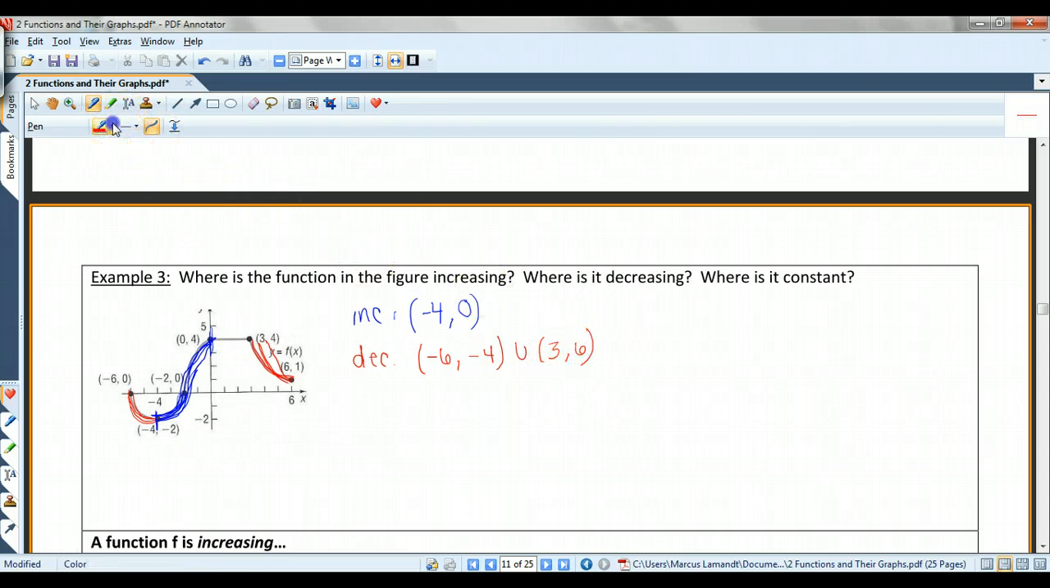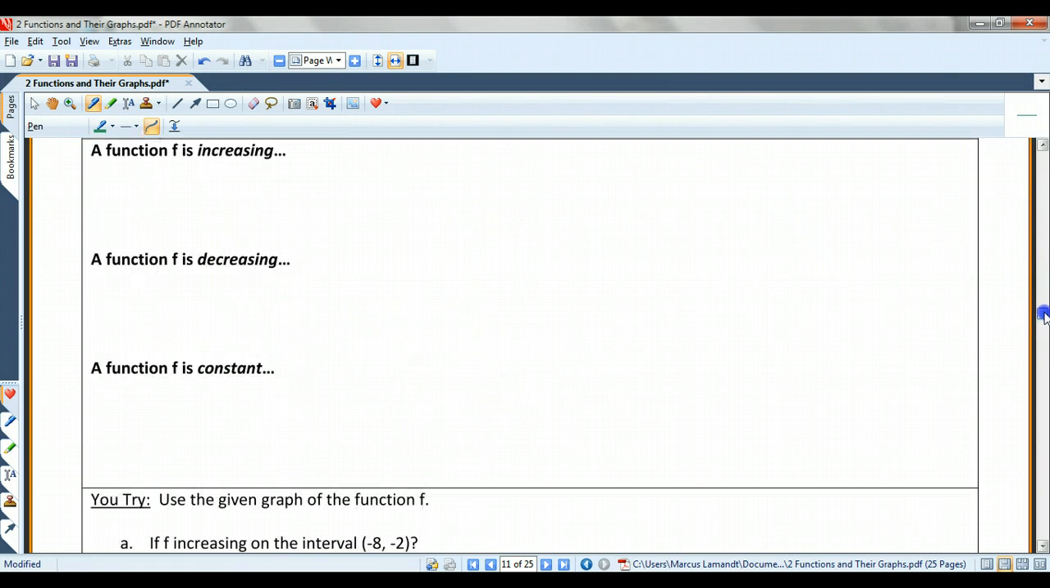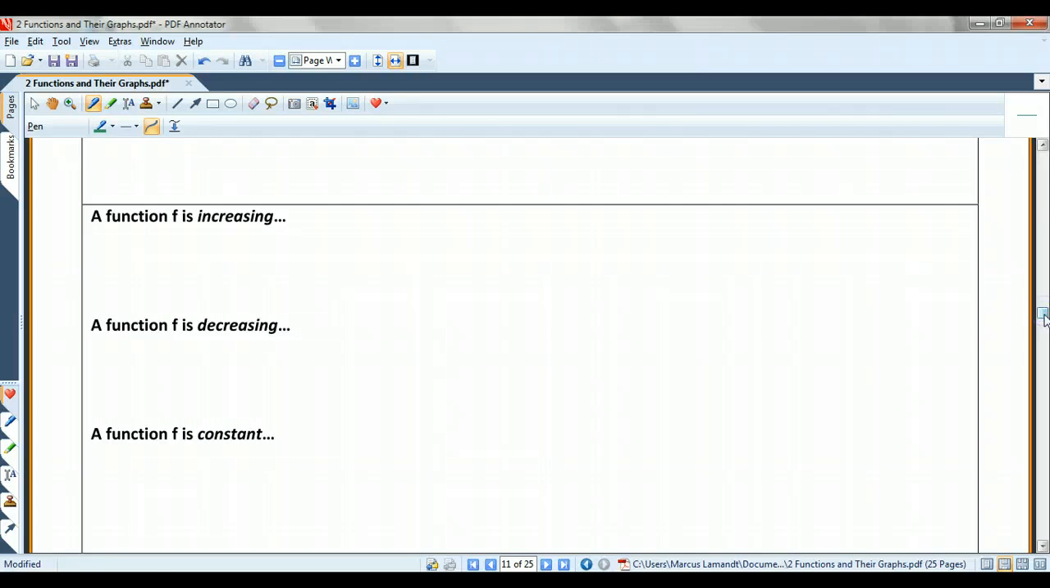Okay. And it's constant from here to here. See, from 0 to 3. Okay. Alright, a couple definitions. I'll go ahead and write these out.